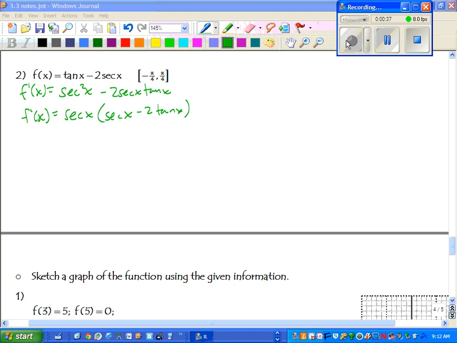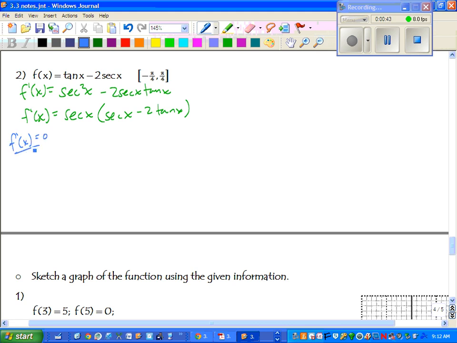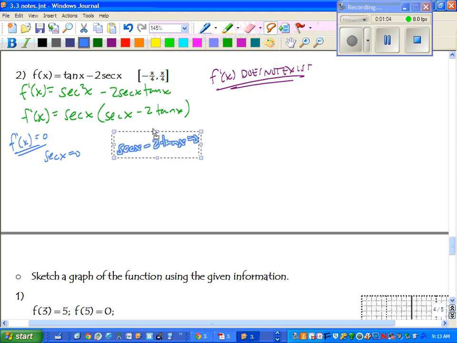So to find our critical values, we need to figure out when this is 0 and when it does not exist. So let's first ask when the derivative is 0, and then we'll take a look at when the derivative does not exist. It's equal to 0 when secant of x equals 0, or when secant of x minus 2 tangent of x equals 0. If secant is 0, cosine of x has to be the reciprocal of that, which is 1 over 0, and that's not possible.